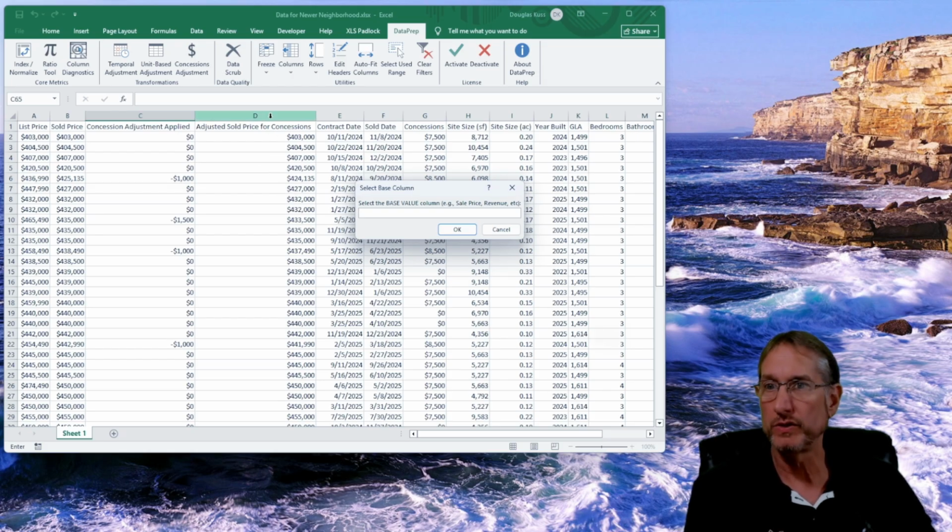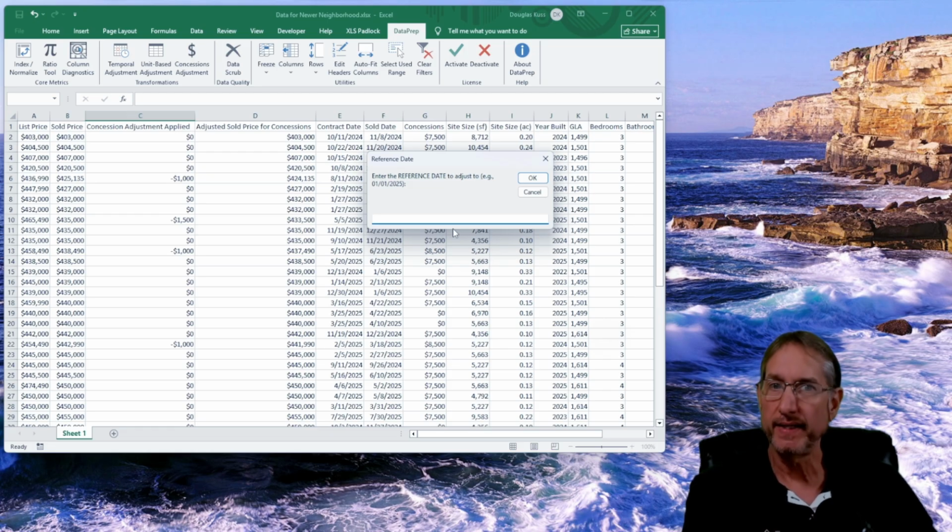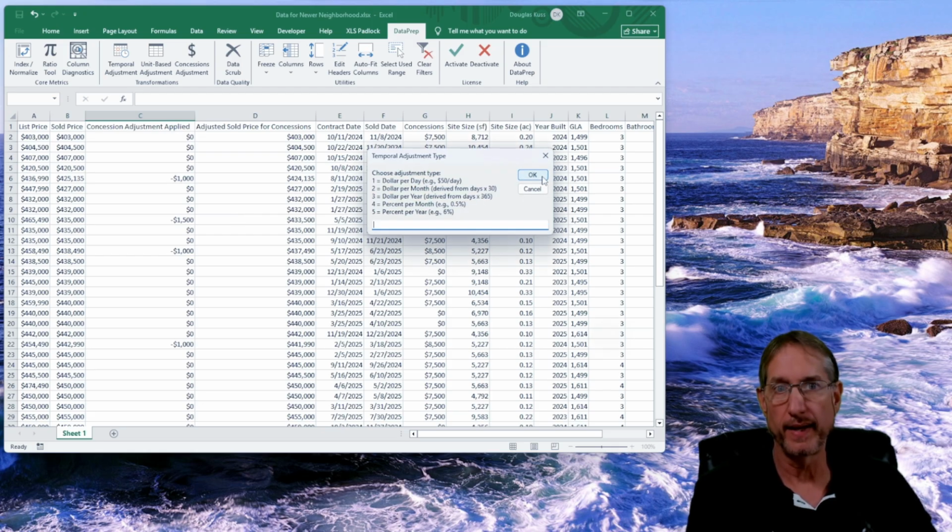And here we're going to use the adjusted sold price for concessions as our base value. And we're going to use the contract date as our date, because that, again, is when the price was negotiated. And it's the same date basis we used to derive the time adjustments in the prior episode. Now I'm going to set the effective date, just like in the other data set for the established neighborhood, to October 1st, which is the effective date of everything we've been analyzing. This keeps it consistent across the neighborhoods.